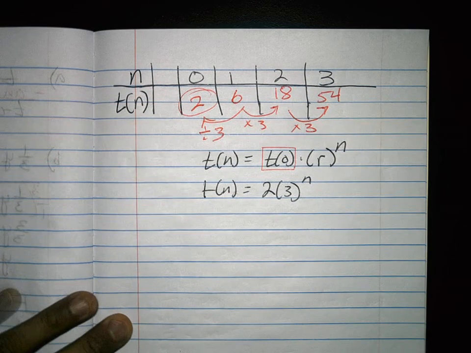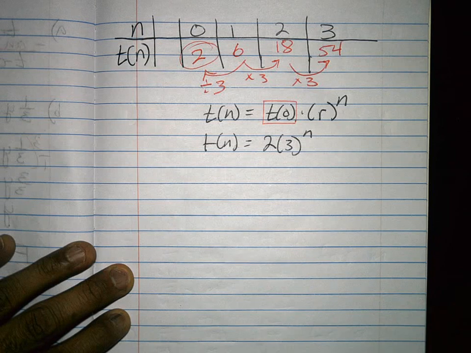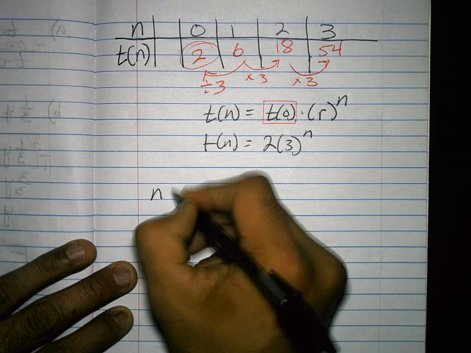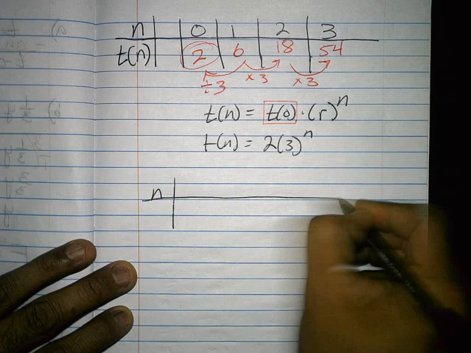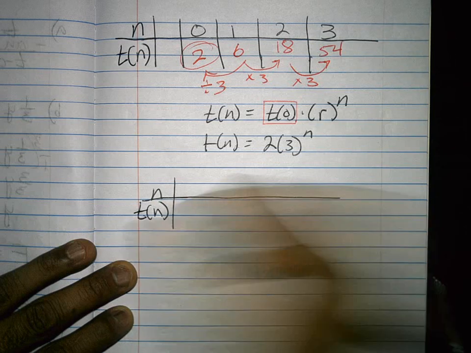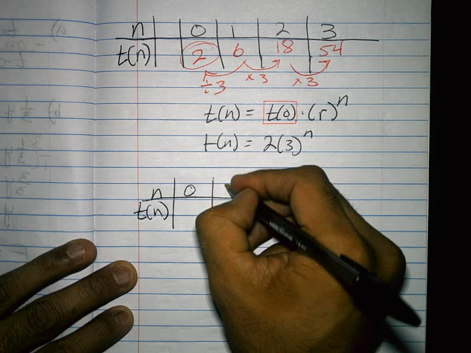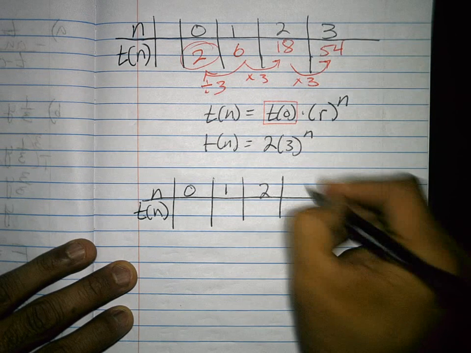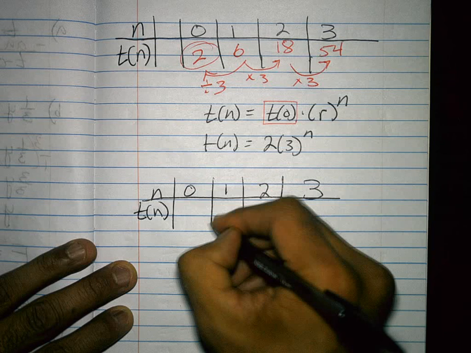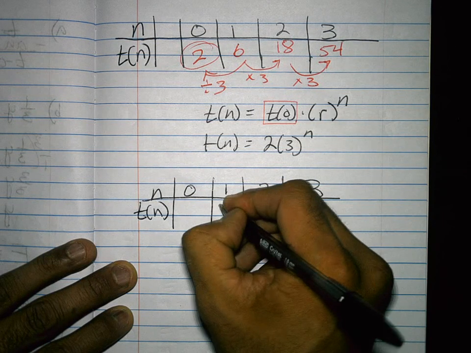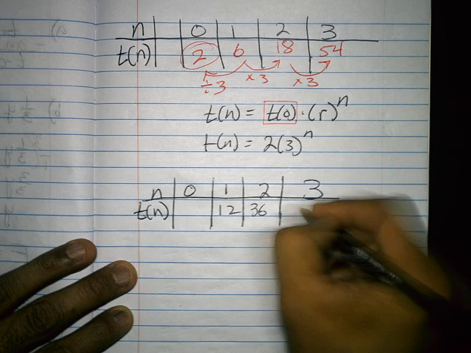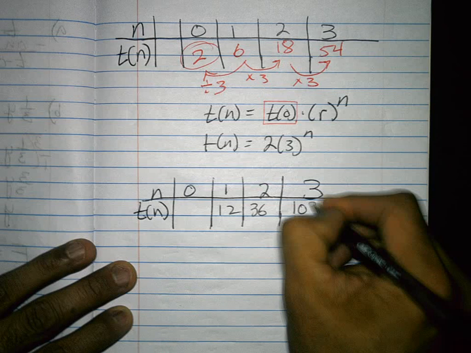All right, let's look at part B for this one. Set up my table again. N, t of n, 0 term, which I need to figure out. The first term, second term, and the third term. Looking at this one, this was 1, 12, 2, 36, and 108. So this is very similar.